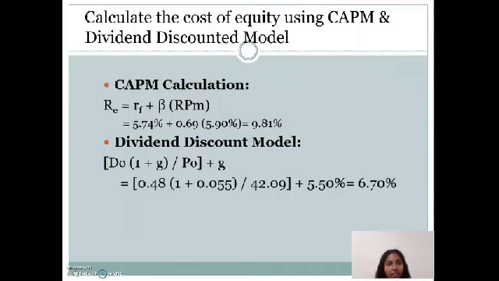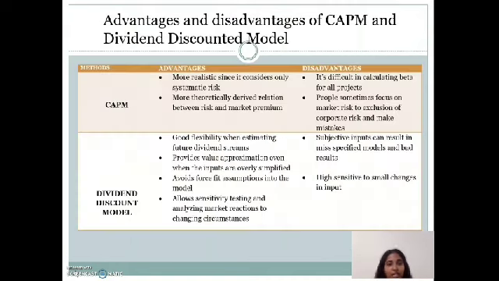Let's move on to the third question. Calculate the cost of equity using CAPM and the dividend discounted model. The cost of equity using CAPM is 9.81%. The cost of equity using the dividend discounted model is 6.7%. Let's move on to the advantages and disadvantages of CAPM and the dividend discounted model.